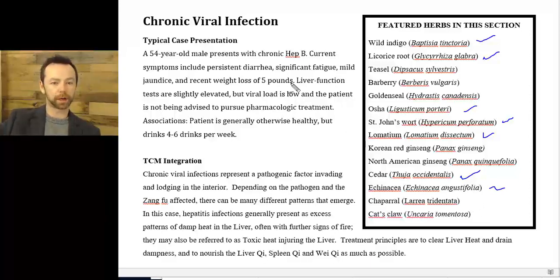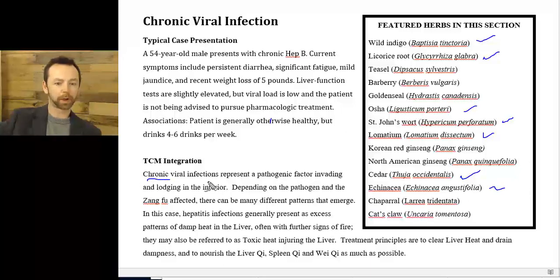Okay, so we've got a lot of the standard things that we would look at over here. There's not really too much to highlight. We've got a progressive viral infection. The TCM integration part is probably where I want to spend a little bit of time. So this is going to be pathogenic factor. This is actually quite important here.